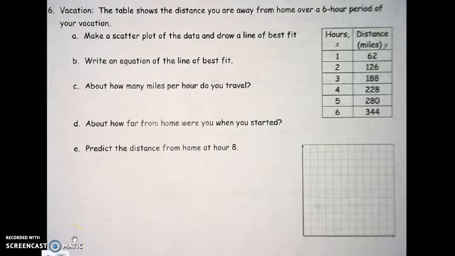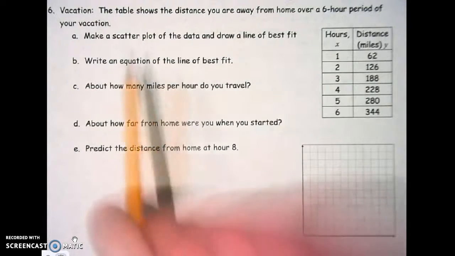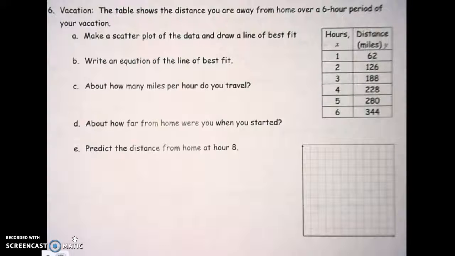Let's do some math. We're going to be taking on this vacation problem right here. Let's just read it first. The table shows the distance you are away from home over a 6-hour period of your vacation. Make a scatter plot of the data and draw a line of best fit.